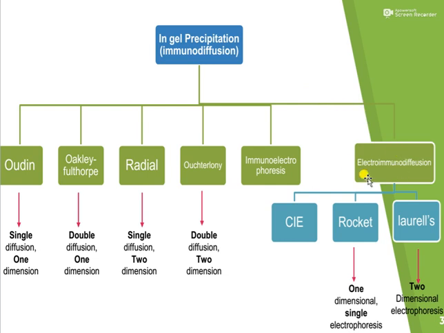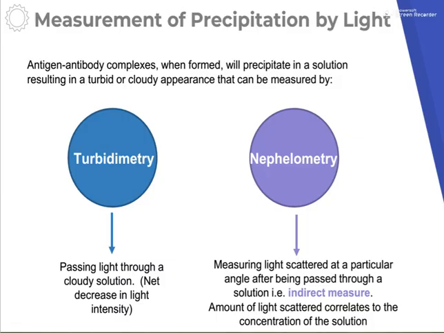And again we have the electroimmunodiffusion process, where the electric field is also used combined with the immunodiffusion principle, and you can have counter immunoelectrophoresis, rocket electrophoresis, as well as Laurell's method of two-dimensional electrophoresis. And all these types of precipitation which we see could be viewed by light, and it follows the principles of turbidimetry as well as nephelometry.